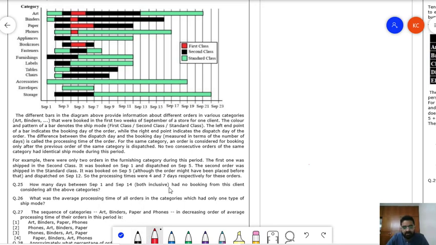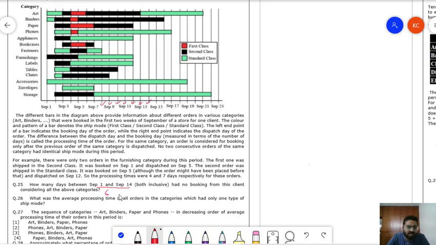How many days between 1 and 14, both inclusive, had no booking from this client considering all the above categories? So 1 to 14, no booking days. So the first ko there is an order, second ko there is an order, third ko there is an order, fourth ko there is some order, fifth ko there is some order, sixth there is some order, seventh there is some order, eighth is empty, ninth nothing is starting, 10th nothing is starting, 11th nothing is starting, 12th nothing is starting, 13th something is starting, 14th nothing is starting. So there are altogether 6 days.